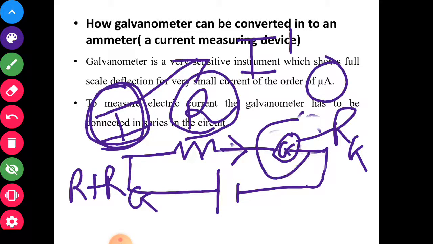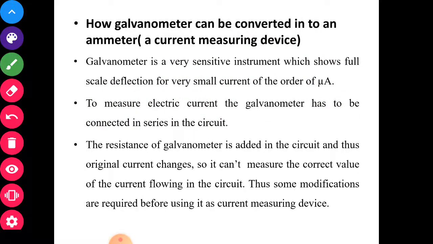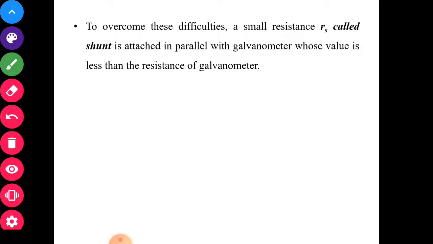So the correct measurement of the current will not be done by this galvanometer. Now it will measure the current I prime, even if it measures. As such, it is not going to measure, because even a microampere order of current is going to give full scale deflection, and there are chances of damaging the galvanometer if you join it directly in the circuit. So the resistance of the galvanometer is added in the circuit and thus the original current changes, so it cannot measure the correct value of the current flowing through the circuit. Some modifications are required before using this device directly as a current measuring device.